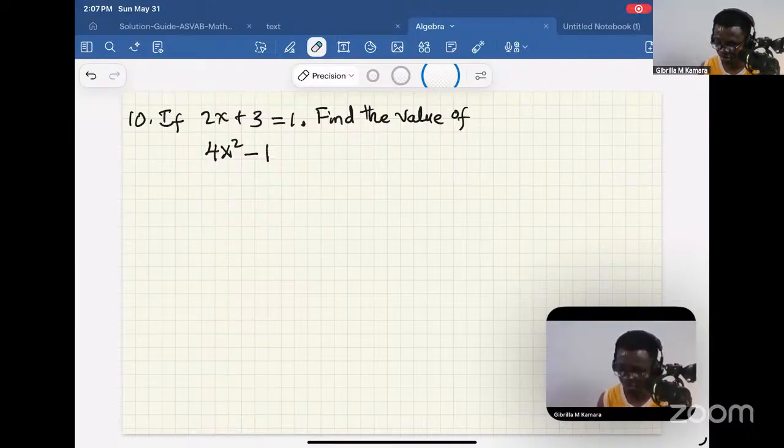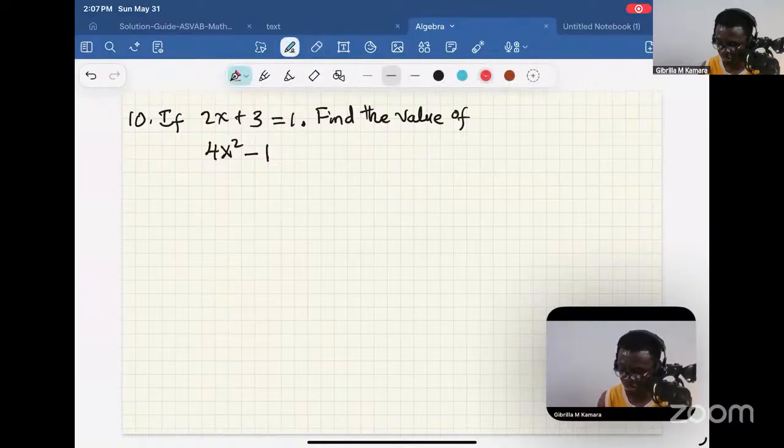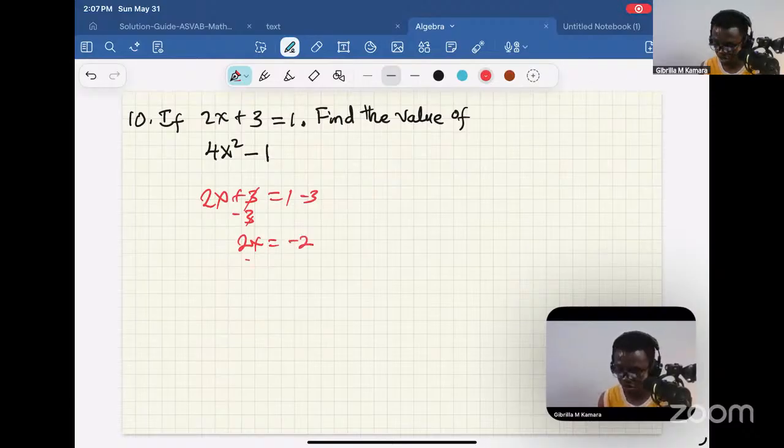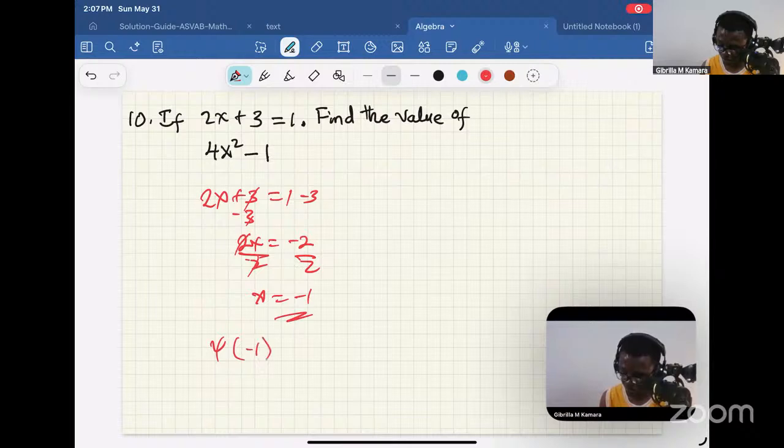So what we do, we have 2x plus 3 equals to 1. You minus 3 here, minus 3. So this goes to 2x equals to minus 2. What you should do next, you divide it by 2, this by 2. This and this goes to 1, x is minus 1. So I have 4 into (minus 1) all square minus 1 equals to, so then this becomes 4 into, this is just 1, minus 1, which is 4 minus 1, which is 3.